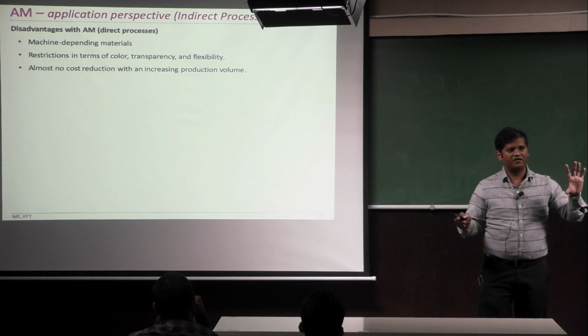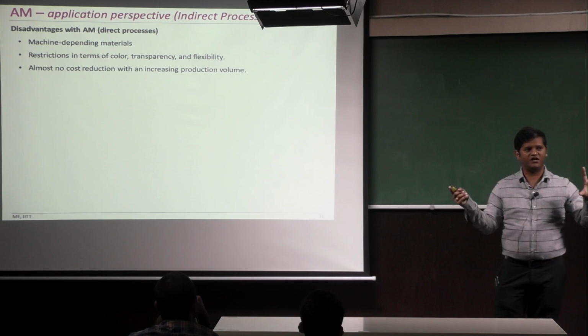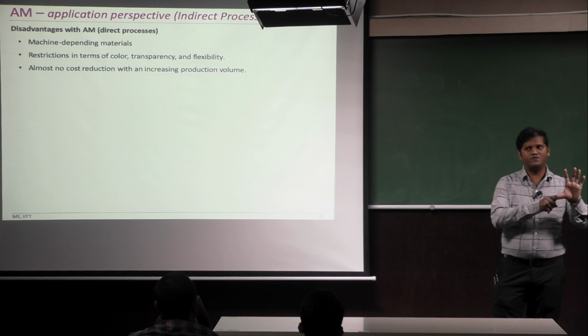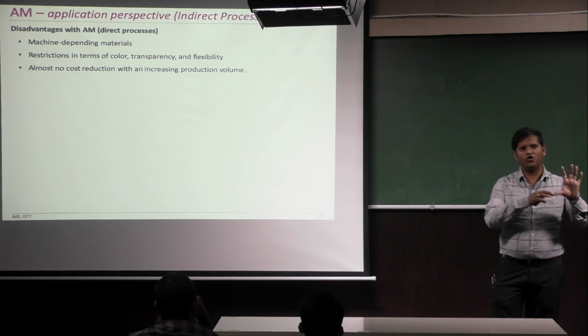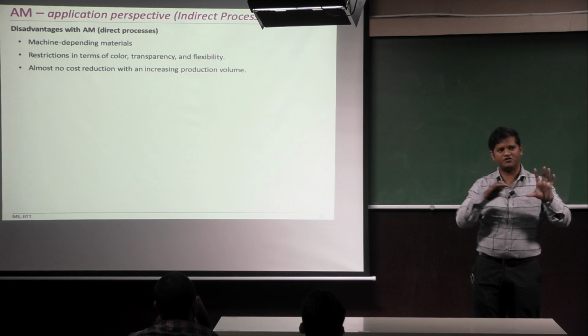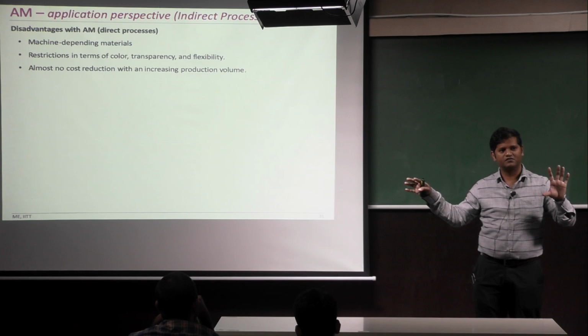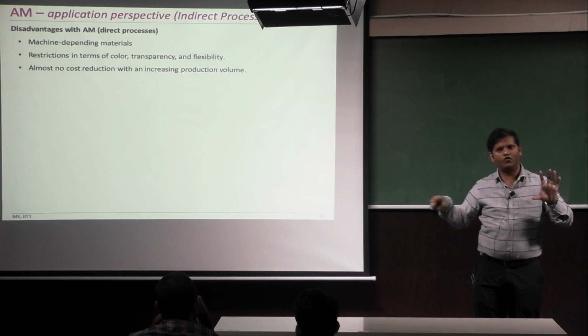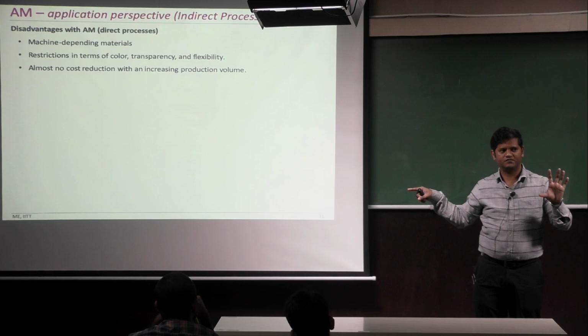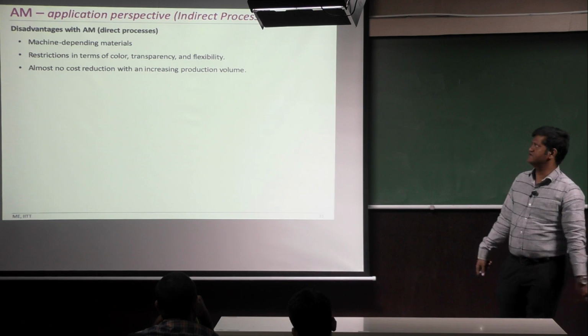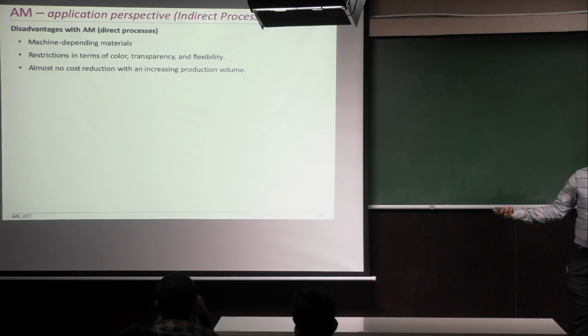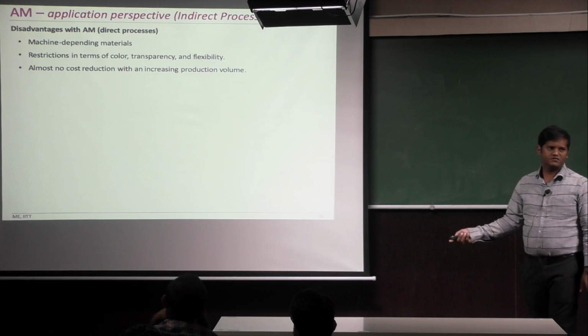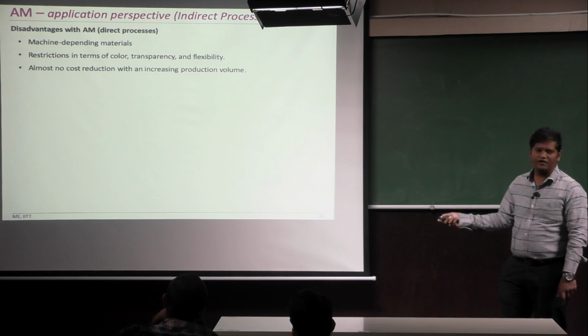In contrast, with conventional CNC machining and injection molding, low volumes are very expensive, but as the production quantity increases, the overall cost decreases. This is one disadvantage. So how can we overcome these disadvantages? They can be overcome in indirect processes.